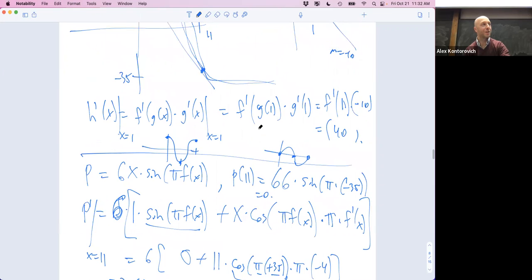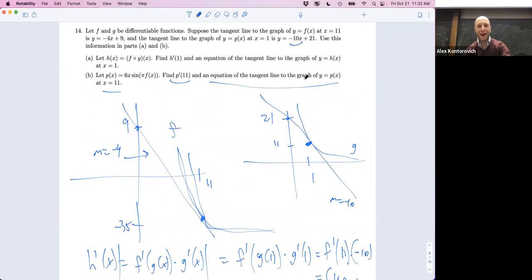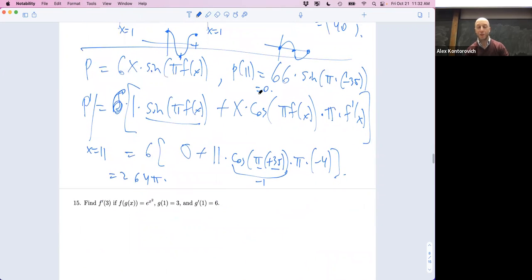We want to know the equation of the tangent line. The equation of the tangent line at the point x equals 11. We know the derivative is 264 pi. The point value is 0. So where can I put this? I'll put it over here. Y minus 0 is equal to slope 264 pi times x minus 11. That's the equation of the tangent line.